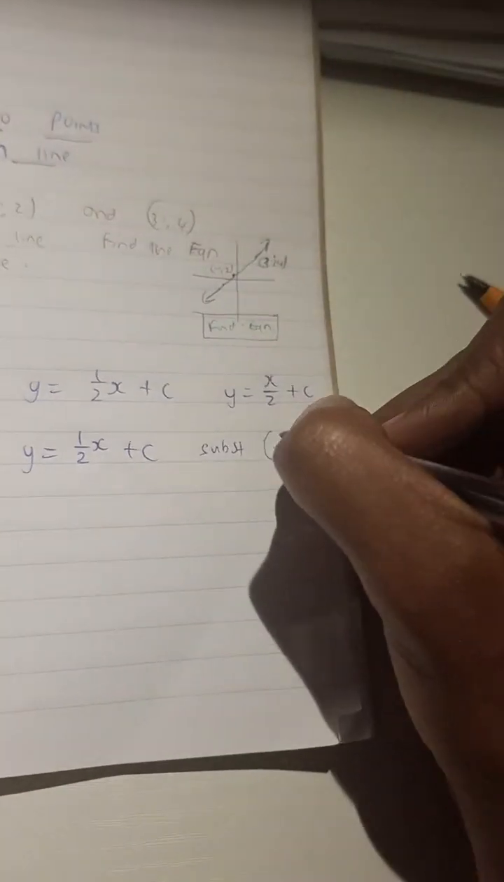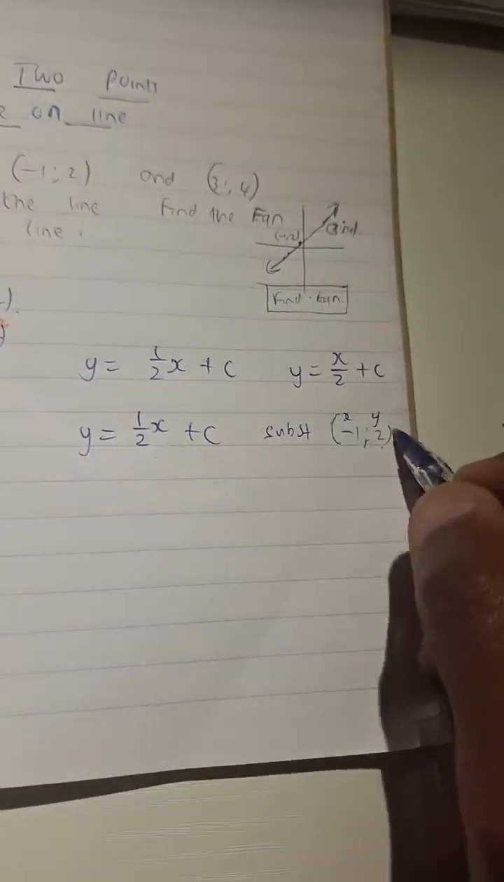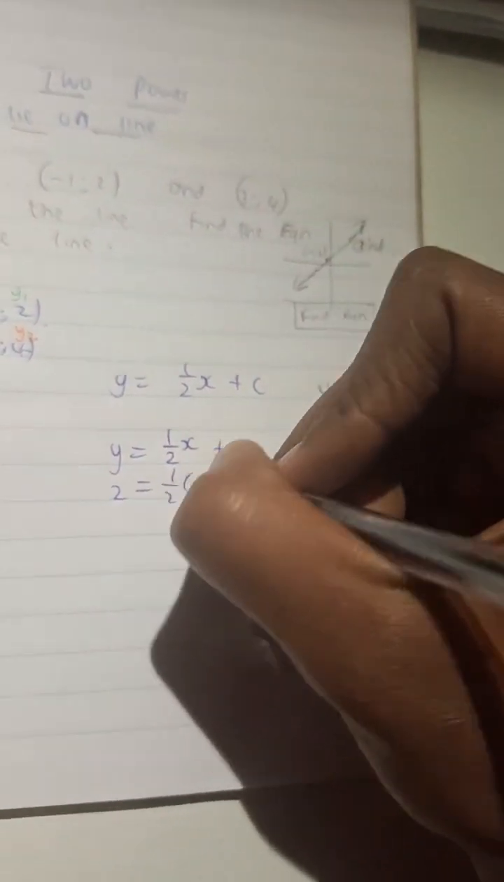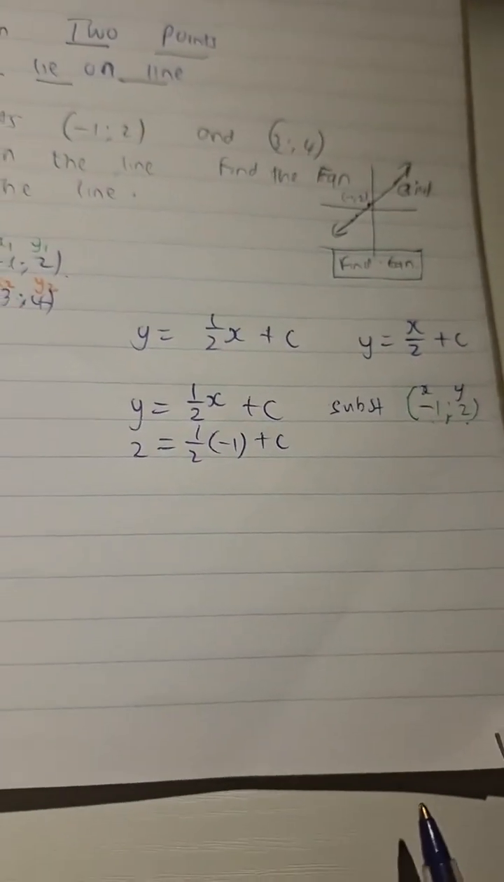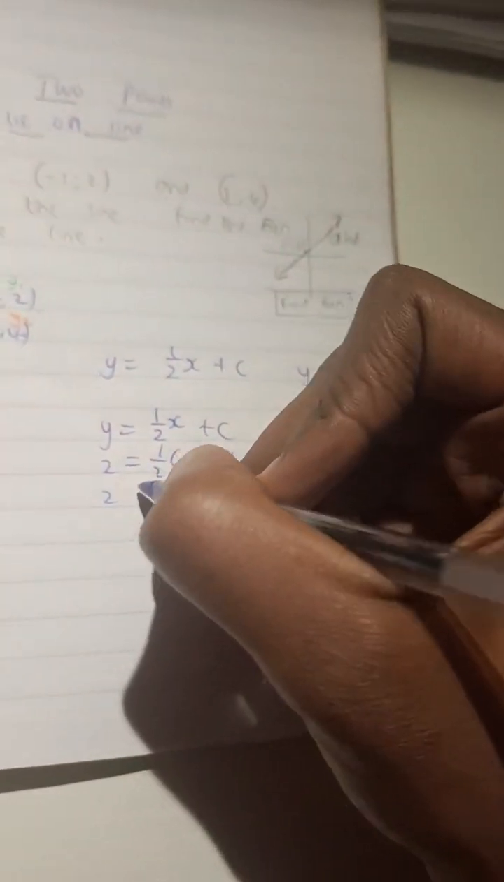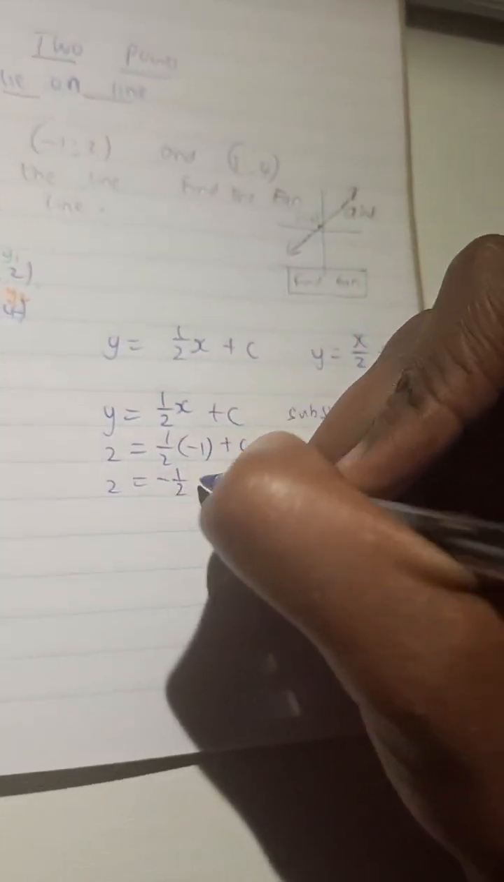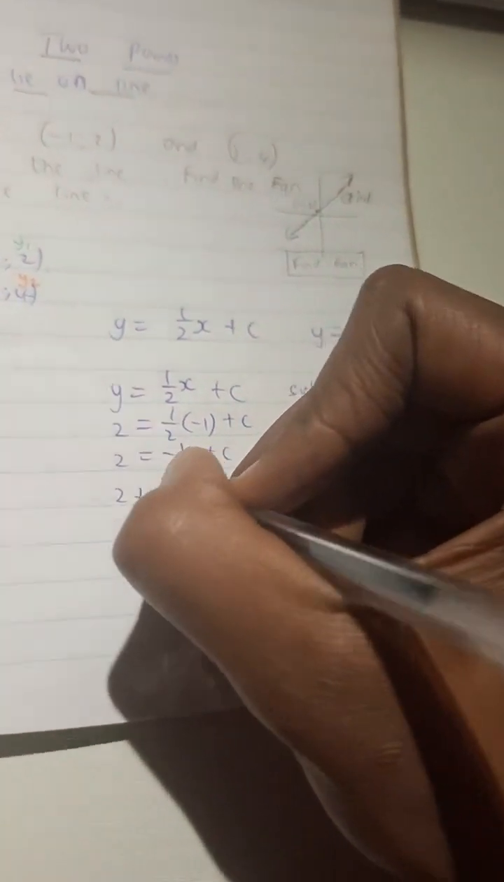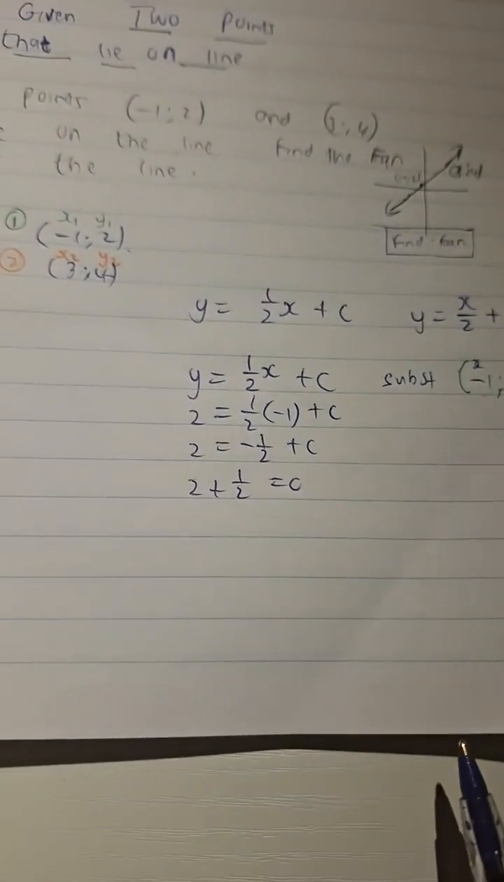So if we substitute, that means this is my x, this is my y. So in the place of y, I write 2. In the place of x, I'm going to write -1. Okay, then we have 2 is equal to -half plus c, because remember, half times -1 is -half. We transpose the half. 2 plus 1 over 2 is equal to c.